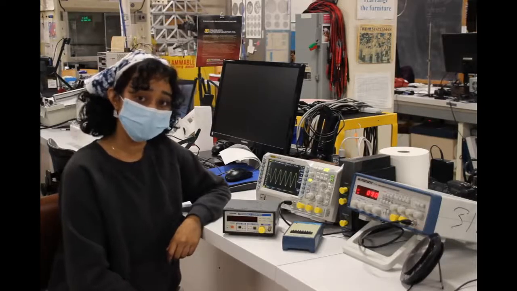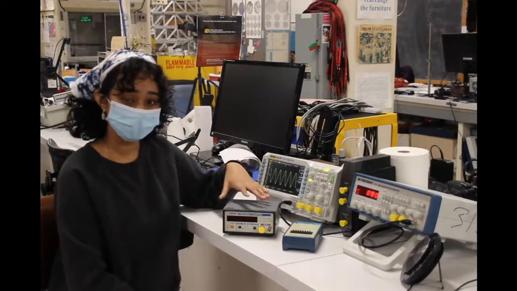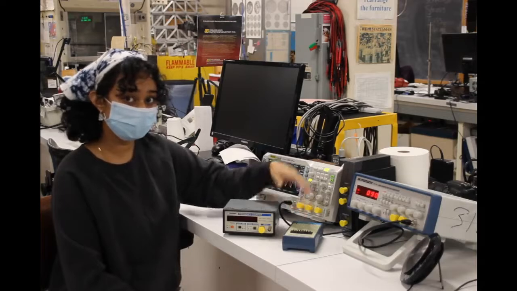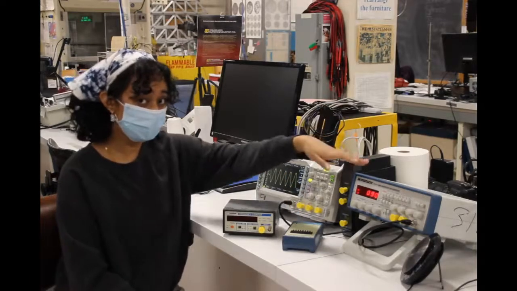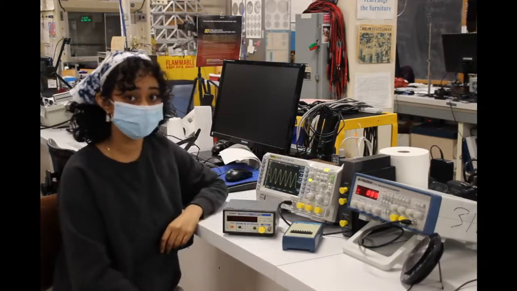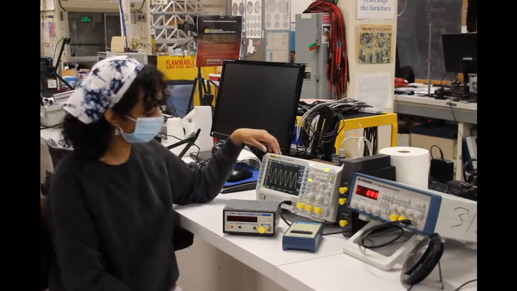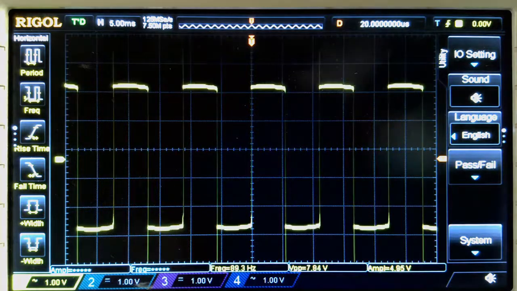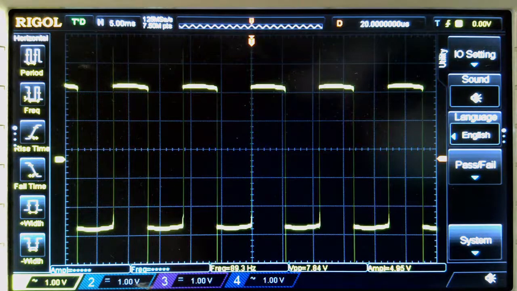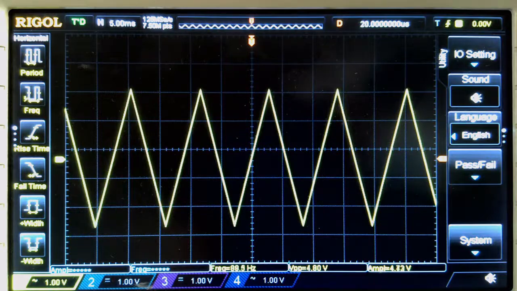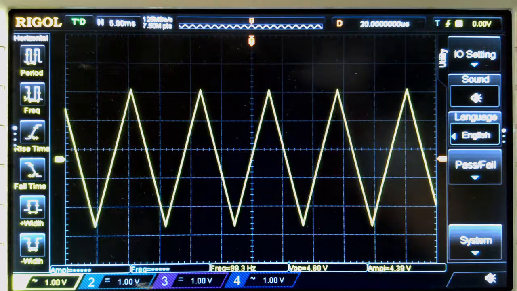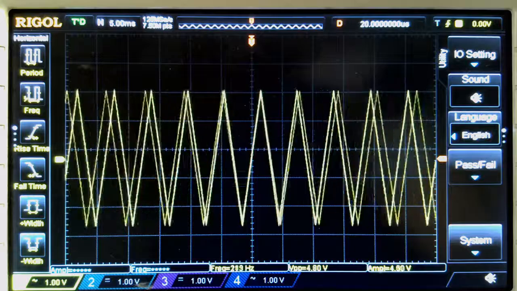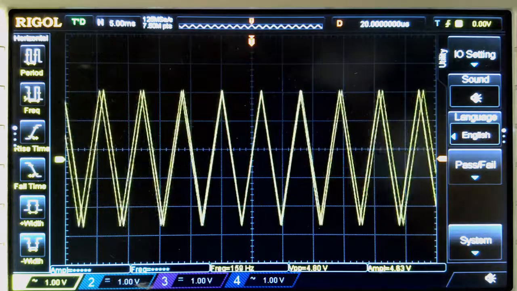We also used an oscilloscope, a frequency counter, signal generator, USB scope, function generator, and much, much more. Here is a sine wave, a square wave, a triangle wave, and here are different frequencies of the triangle wave.